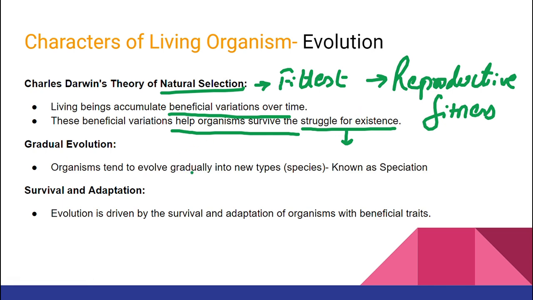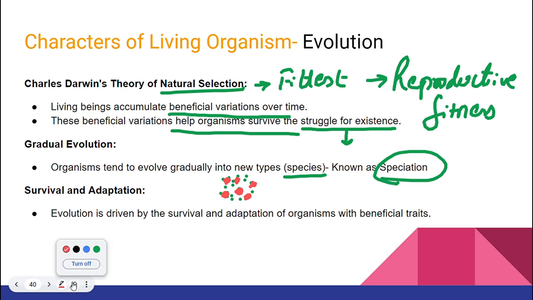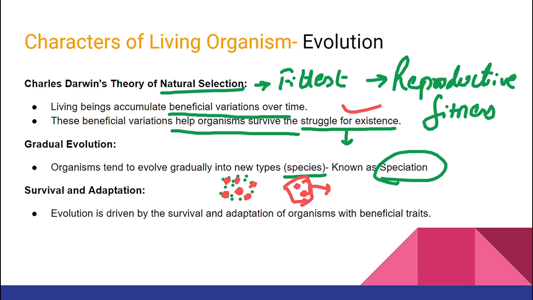Now organisms tend to evolve gradually into new types of species. We call it speciation. So what happens? Suppose this is one organism and you have given a very harsh condition, and let me draw it over here. Suppose 1, 2, 3, 4, 5, 6 organisms are there and a very harsh condition is there. So with time what happens? The organisms will start dying and only 1 or 2 organisms will stay. These 2 organisms are selected by nature because they struggle for existence, they show some changes, and ultimately they have become a new species. This we call speciation, right?